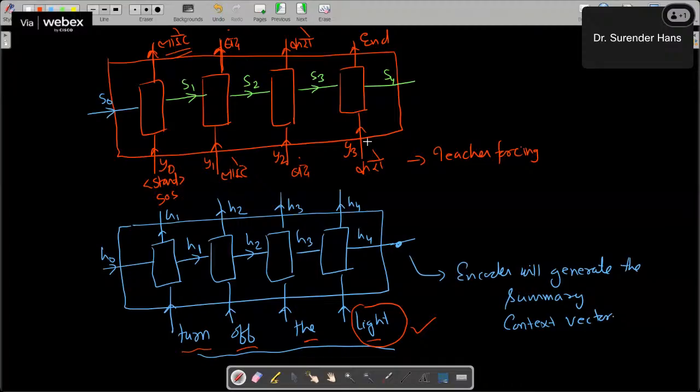So the same, to print this band, do we need the whole input sequence? No. You only need these two words, turn and off. Okay, so I guess you are getting my point. At any time step of the decoder, this one is at t equal to 1, at t equal to 2, at t equal to 3, we do not need the entire input sequence.